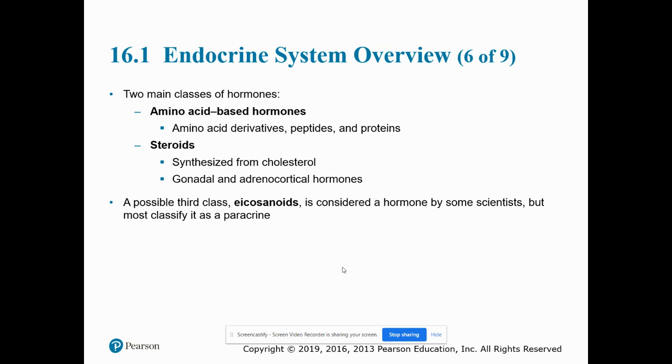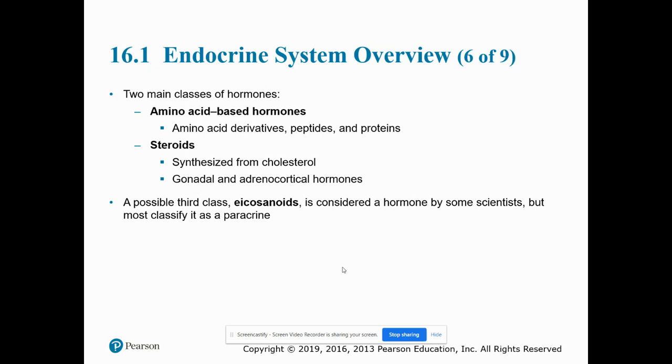There are two main classes of hormones: amino acid-based hormones and steroids. Let me back up, because I want to make sure I didn't make that confusing. The amino acid-based hormones include amino acid derivatives, peptides, and proteins. And then steroids, which are a different class of hormone, are synthesized from cholesterol. This includes gonadal and adrenocortical hormones.